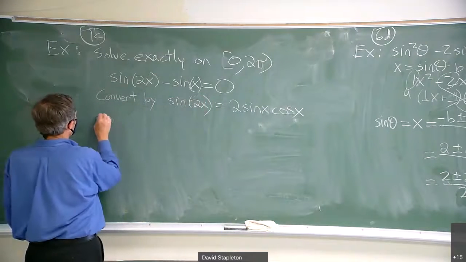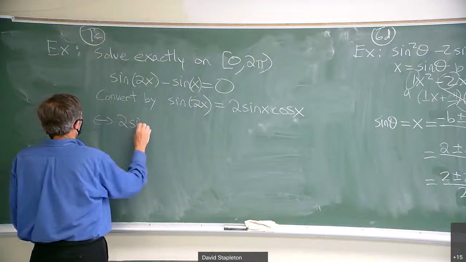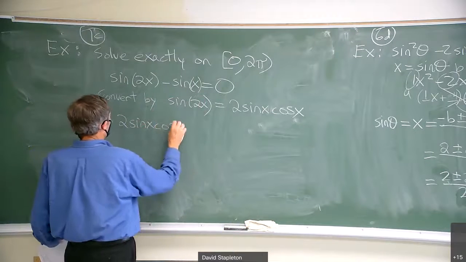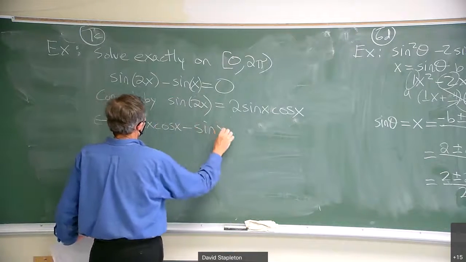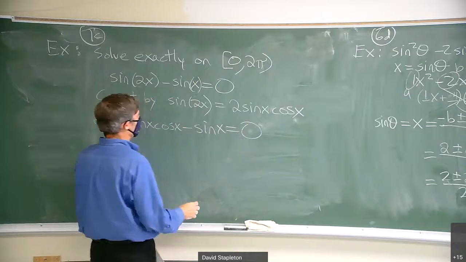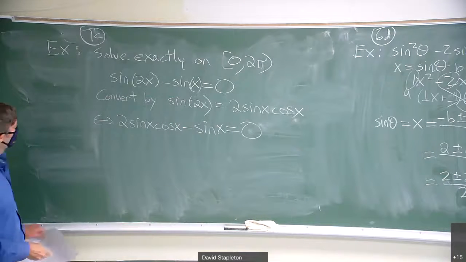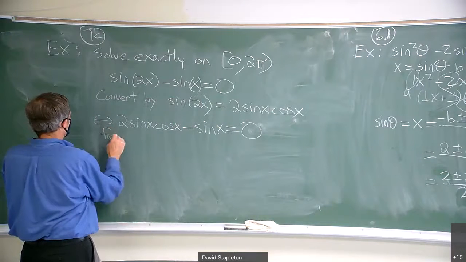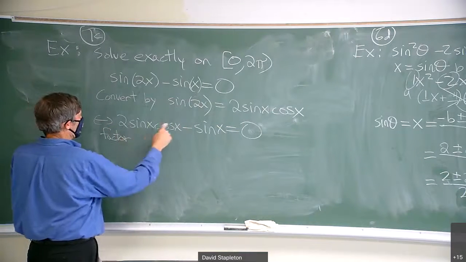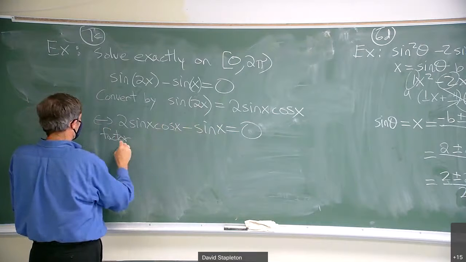So I'll write this equivalently as 2 sine x cosine x minus sine x equals 0. This is a real tricky problem here, right? And it's still not one of those cases. What can I do? Factoring to the rescue. So factor, we notice there's a common factor of sine in both of these.